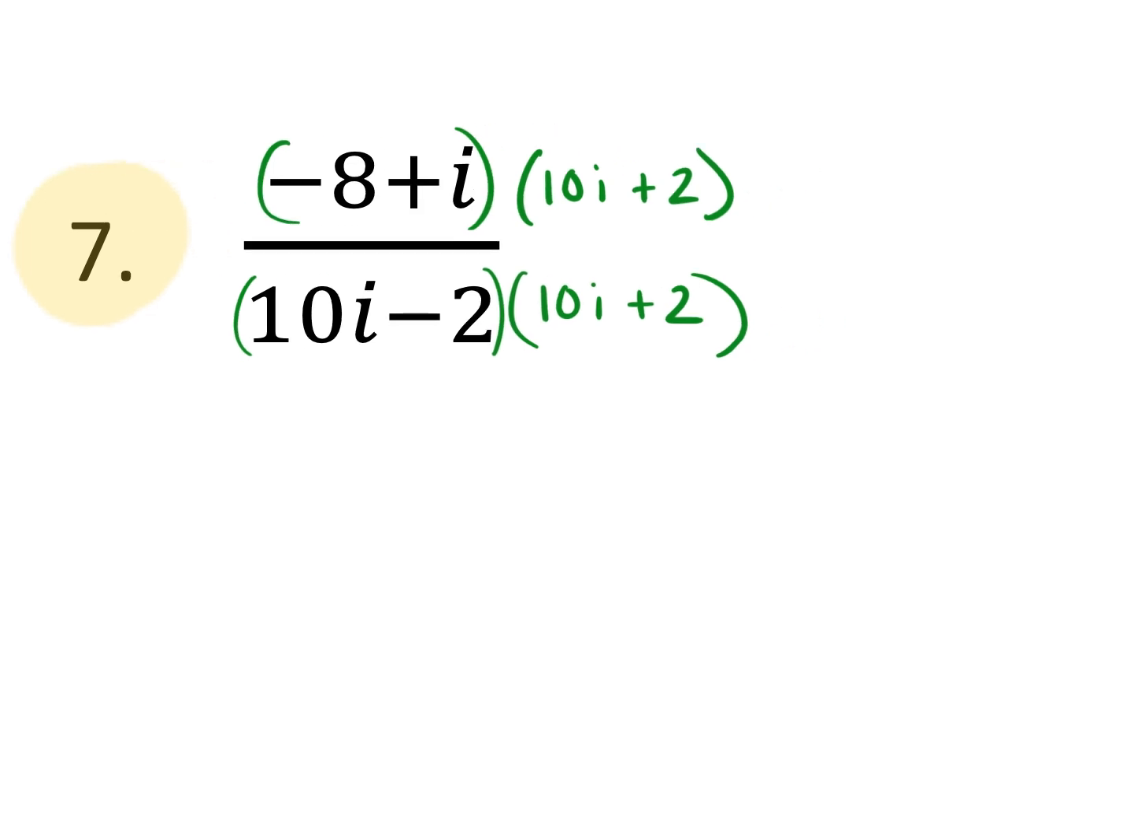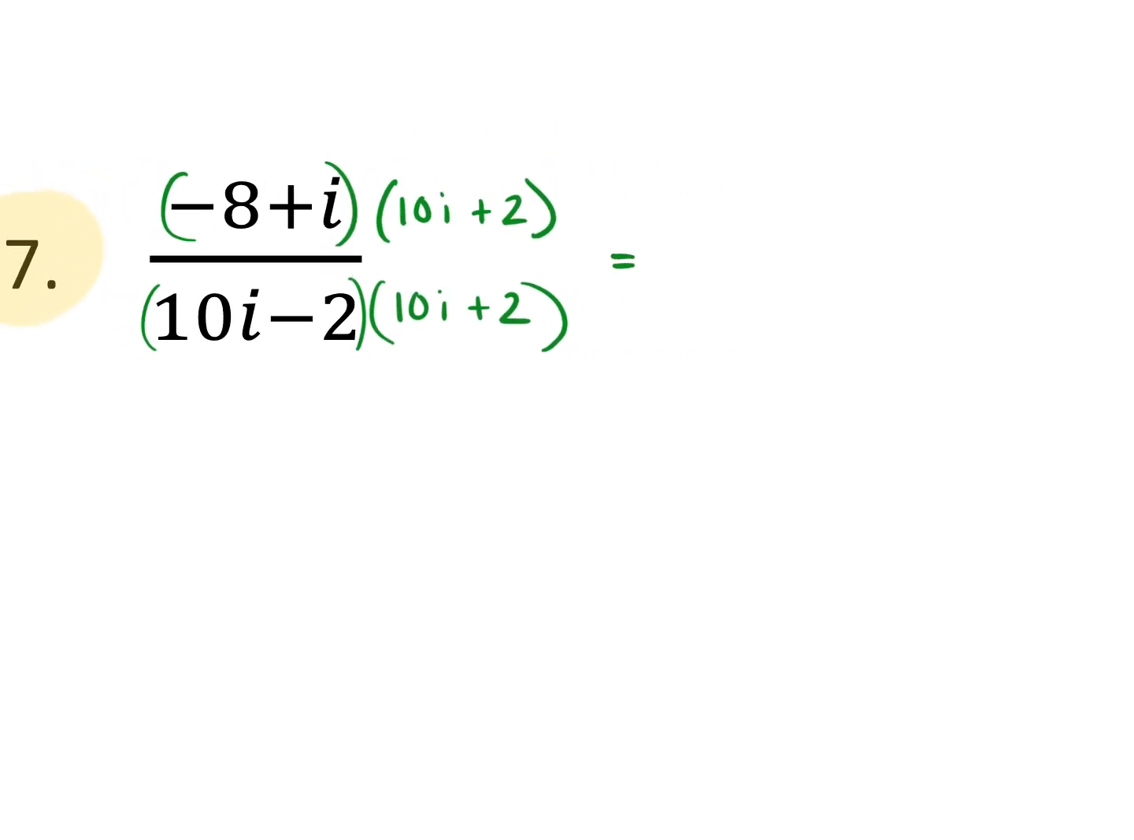So we can FOIL out the top first. Up top we are FOILing. We've got negative 8 times 10i would be negative 80i. Negative 8 times 2 would be negative 16. i times 10i would be plus 10i squared. And then i times 2 would be 2i.